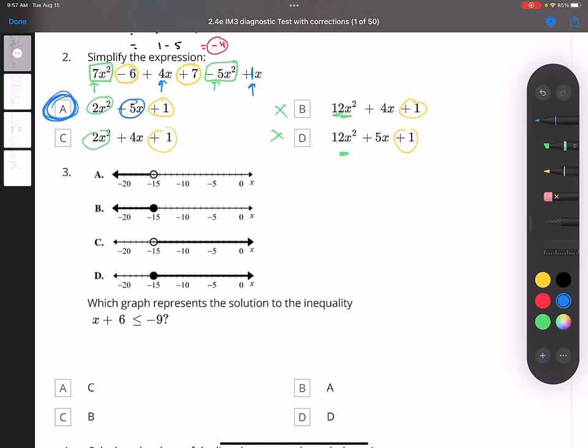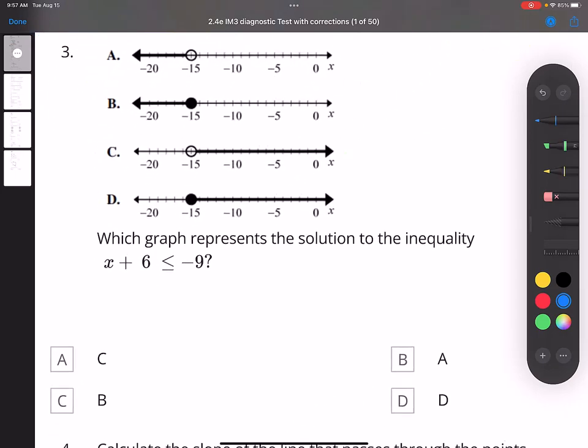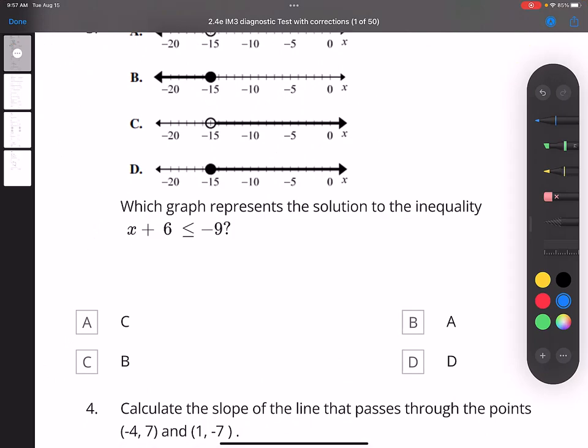Number 3, which graph represents the solution to the inequality? The first thing you want to do is change this to an equal sign. So you have x plus 6 equals negative 9. And basically you're solving this, so you're going to do the opposites here. And you do that, so this equals 0. x equals negative 15. Well, you go back to that inequality sign and put it back here.